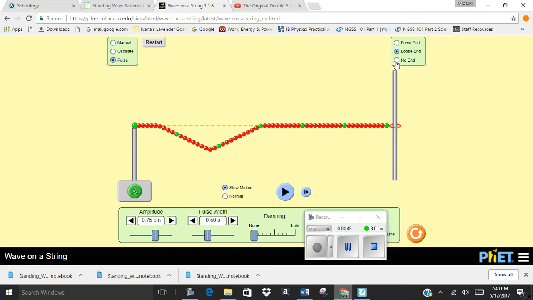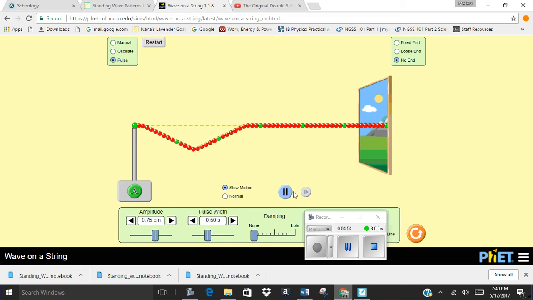And then, of course, there's the last type of boundary where there is no end, no boundary whatsoever. And what happens is that wave is just going to, whoa, energy goes straight out the window, and there goes the energy, no more energy on that string.